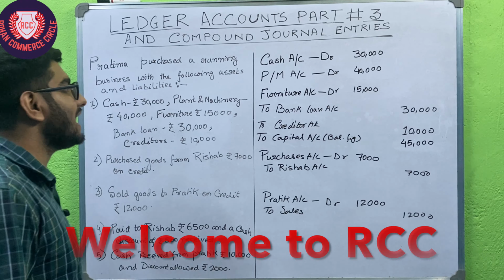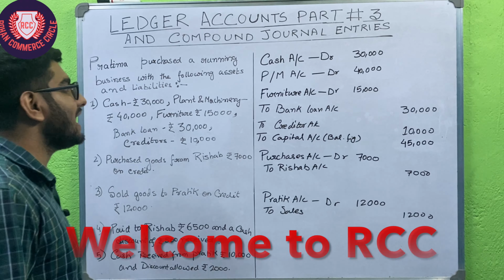How much is it? It is rupees 7,000, and we have to do it in a double entry system. So in Rishabh we will write by purchase, 7,000. I am writing it over here because there is no place over here. Next is Pratik account to sales. So in Pratik we will write to sales, right? And in sales we will write by Pratik.